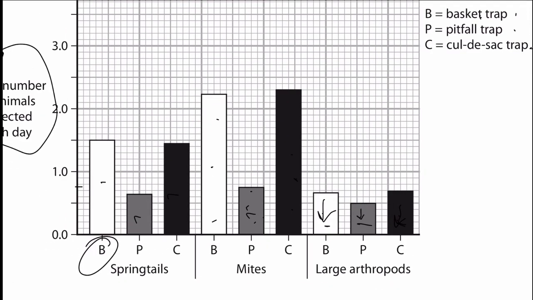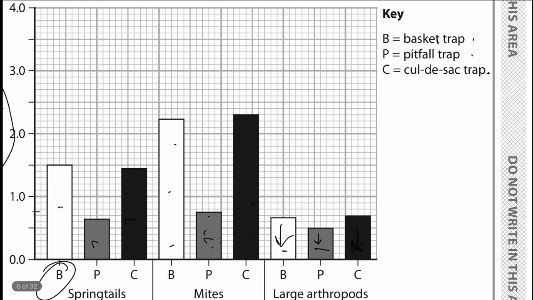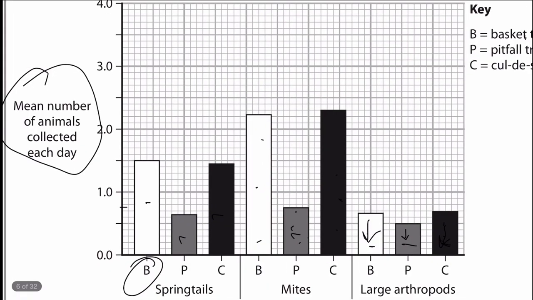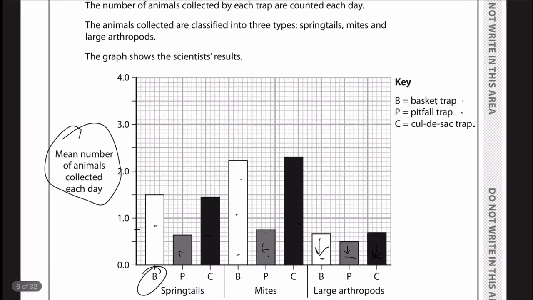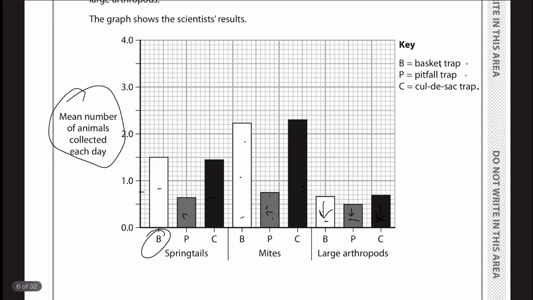Because we could go around the same path and say something about the large arthropods, maybe talk about how the cul-de-sac trap is catching the most for the large arthropods, right? But I feel like that's pretty easy to spot, pretty easy for you to understand. So instead, we can use something else.